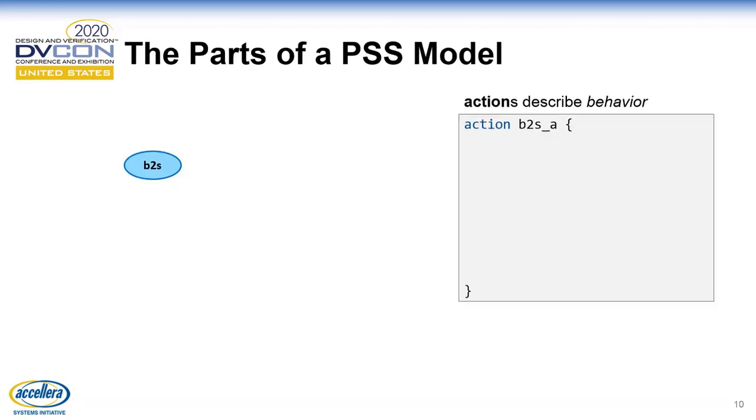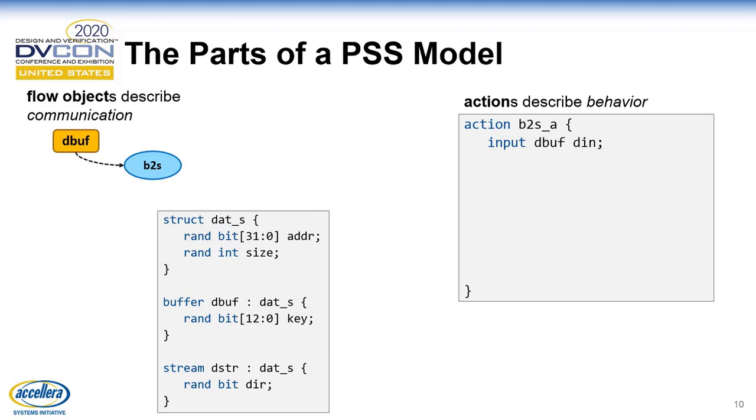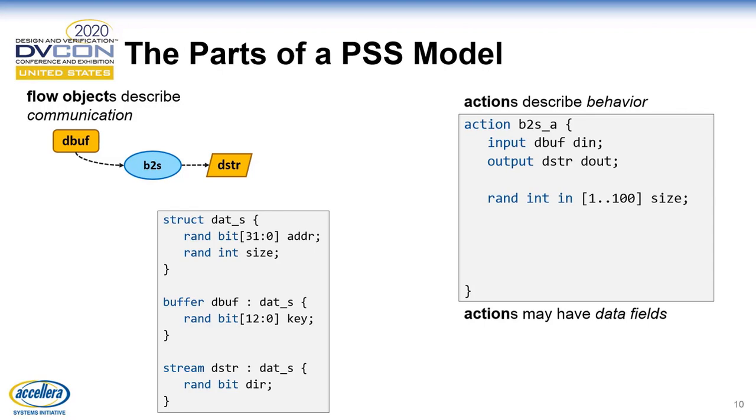So the parts of a PSS model, we start with an action. An action describes a behavior. Right? I want to do a B to S, whatever that means. In this case, the B stands for buffer. So we have input and output to these things. So we might have like what we'll call a buffer input. So buffers are kind of specialized data structures. So we have a struct construct in PSS, and from that you can define a buffer, which has a certain set of fields to it. You can also define what we call a stream, and we'll talk about what those mean and why they're different in a minute. So actions have inputs and outputs. Actions can also have data fields that can be randomized.